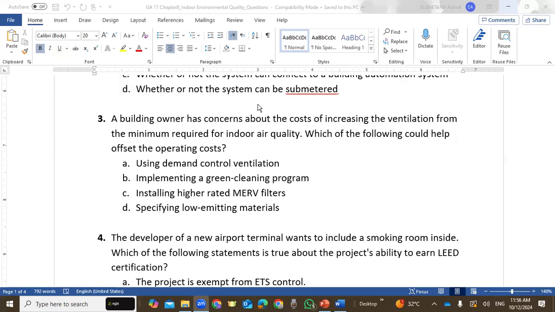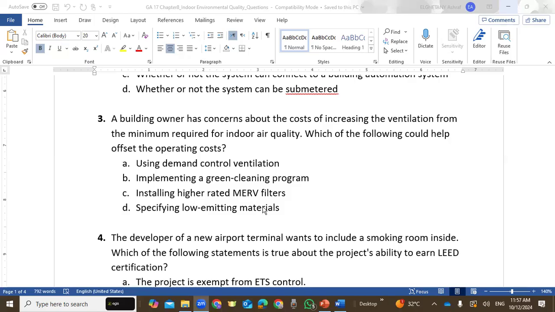You can read the question if you want or try to answer. A building owner has a concern about the cost of increasing the ventilation from the minimum required for indoor air quality. He is worried because of the cost of increased ventilation. Which of the following could help offset the operating cost? You know why he has doubt about the increased ventilation. Let's read. Using demand control ventilation. Okay, I remember. Implement a green cleaning program. Install higher rated MERV filters. Specifying low emitting materials.